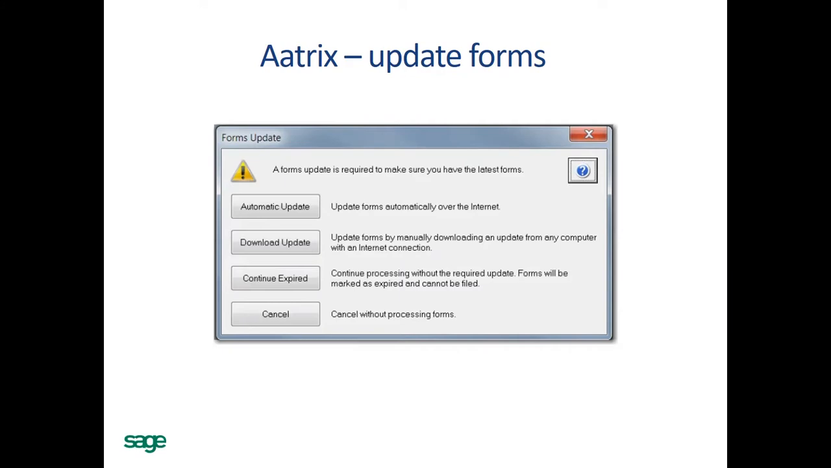So what you want to do is go ahead and click on the automatic update as long as you're connected to the internet. If you're not connected to the internet, you'll need to download the update, and then you'll have to manually update a computer that has internet access. So at least one of your computers has to have access to the internet in order for this to work.